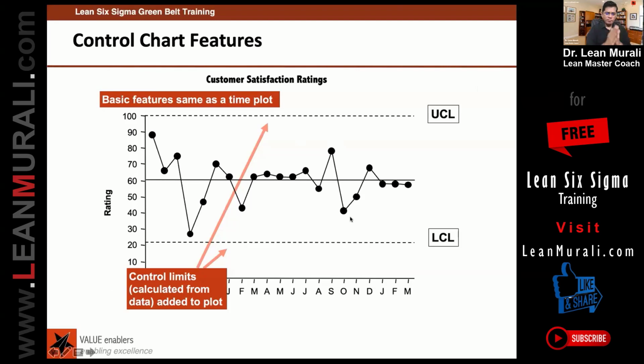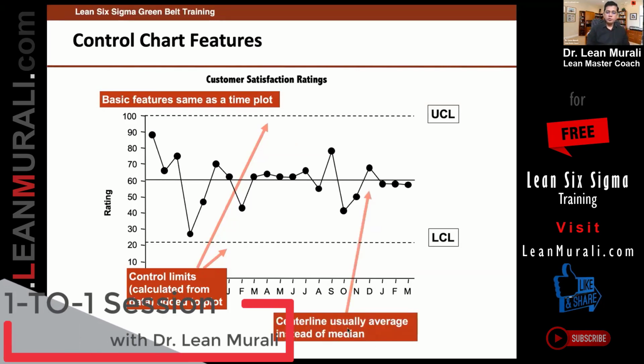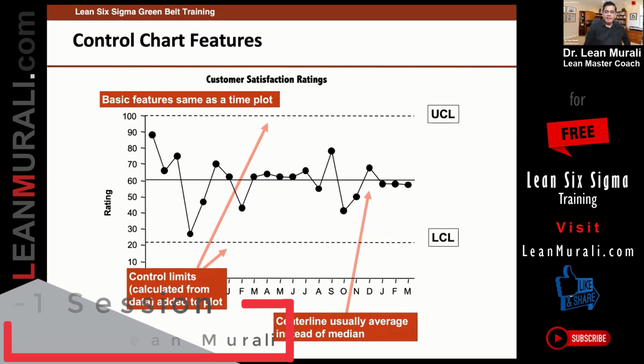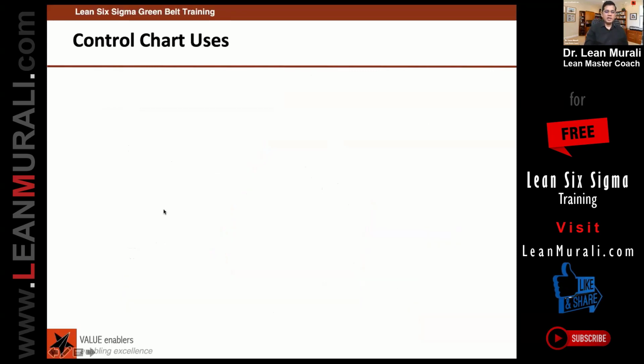And particularly from here, this is only for serious people. The center line is usually the average instead of the median. Now from median, we are going to average. When do you use average? When do you use median? When we start establishing control limits, for the individual plot we use something, and for the average chart we use something else, which I'll explain shortly.